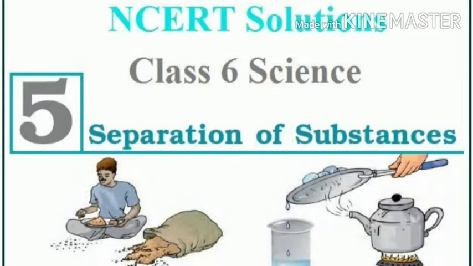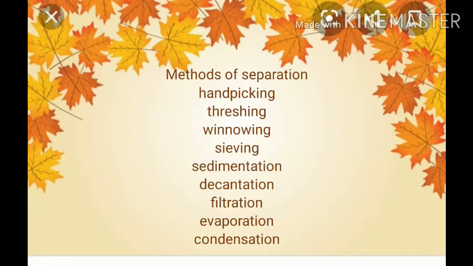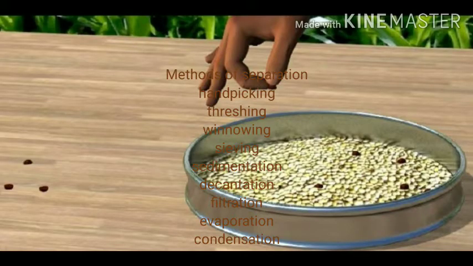What is the name of this new chapter? Separation of Substances. Topics to be covered in this chapter are methods of separation: hand picking, crushing, winnowing, sieving, sedimentation, decantation and filtration, evaporation, and use of more than one method of separation, that is condensation.